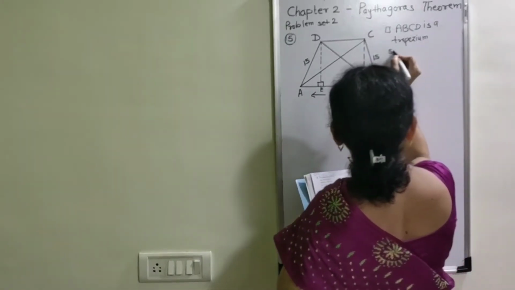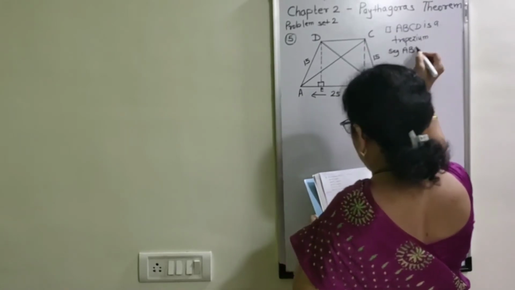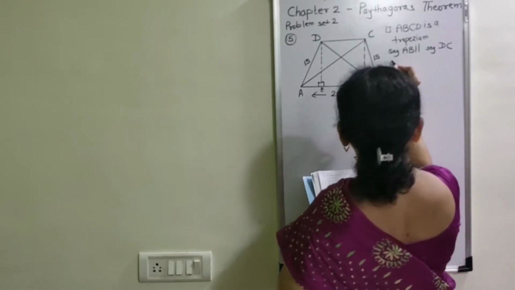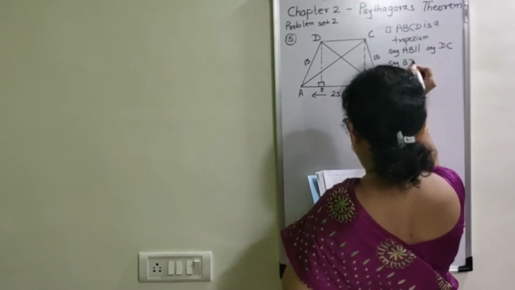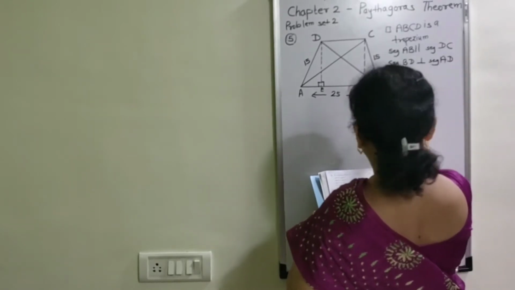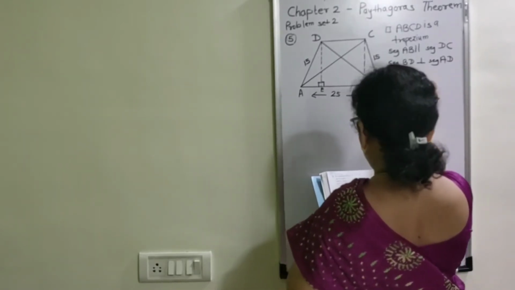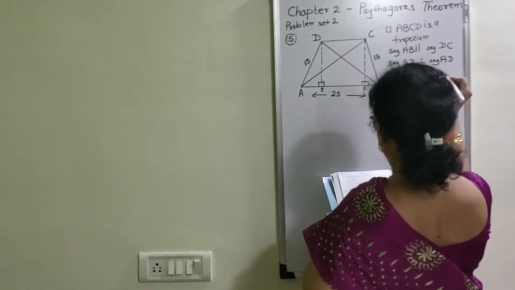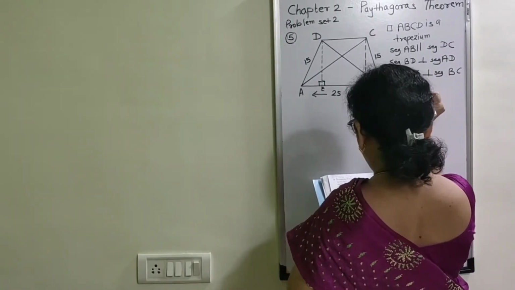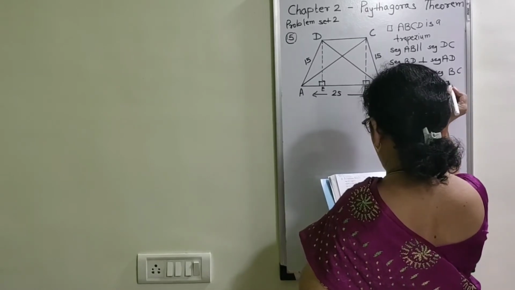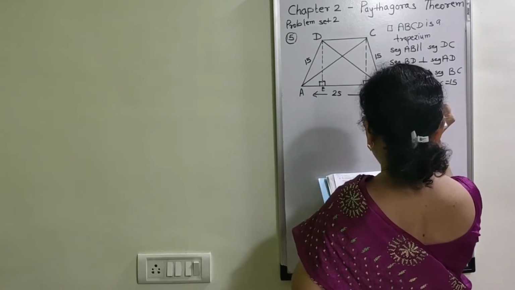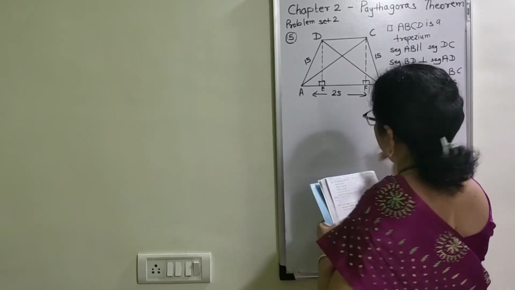Next, segment AB is parallel to segment BC. Segment BD is perpendicular to segment AD. Segment AC is perpendicular to segment BC. AD is equal to 15, BC is equal to 15 and also length of AB is equal to 25.